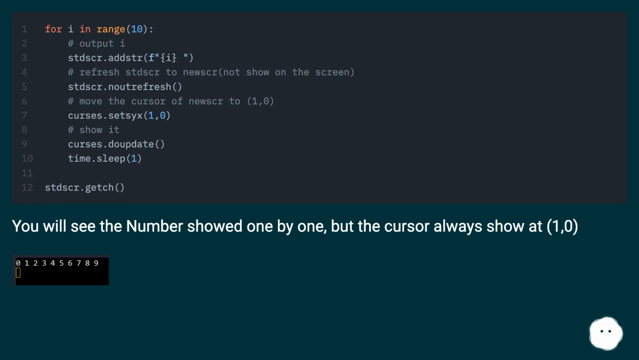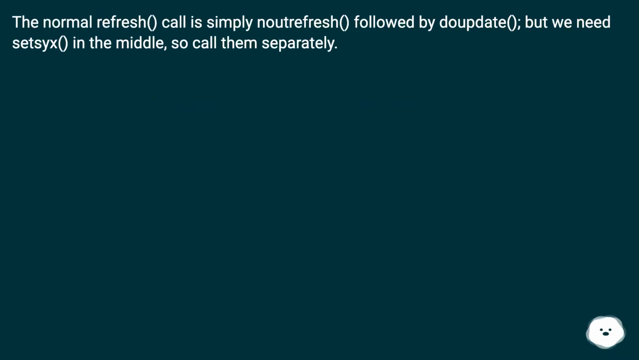You will see the numbers shown one by one, but the cursor always shows at 1, 0. The normal refresh call is simply noutrefresh followed by doupdate, but we need setsyx in the middle, so call them separately.